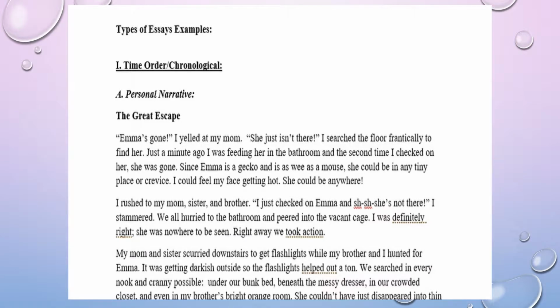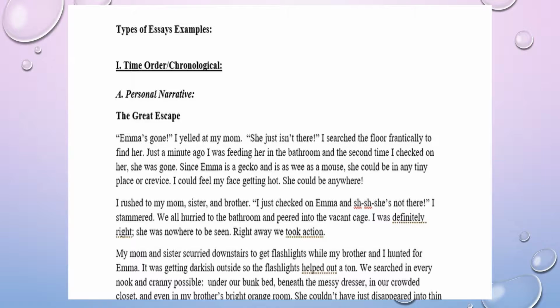Okay, let's examine the four commonly used types of essays. First, we have the time order or chronological essay. Remember, there are two types of time order essays. The first type is the personal narrative, which tells a story about an important event in a person's life.